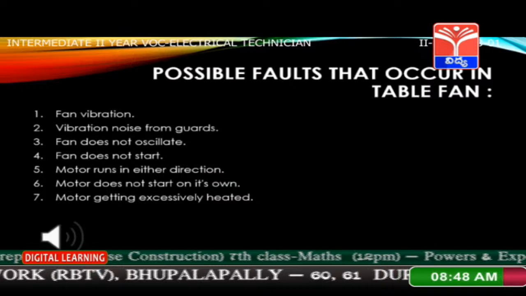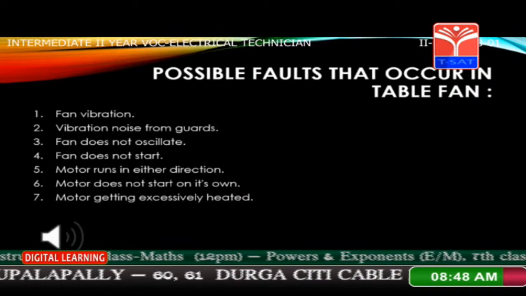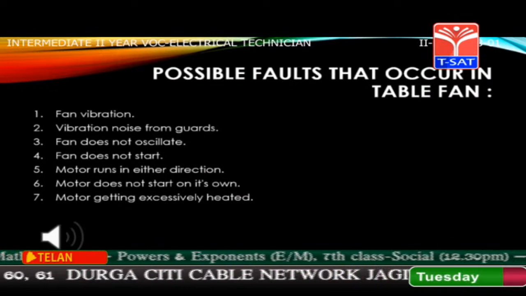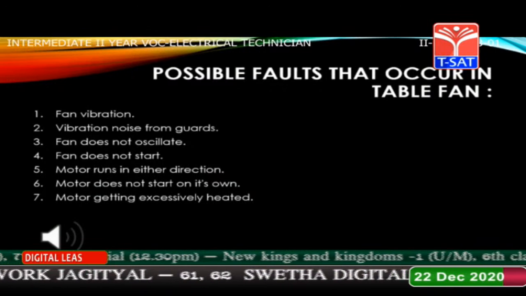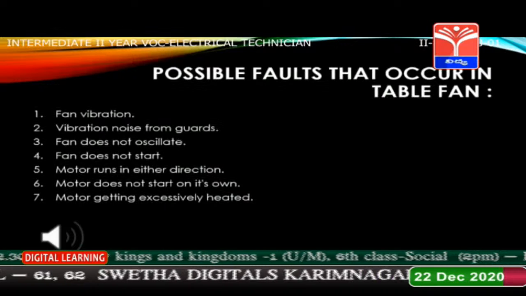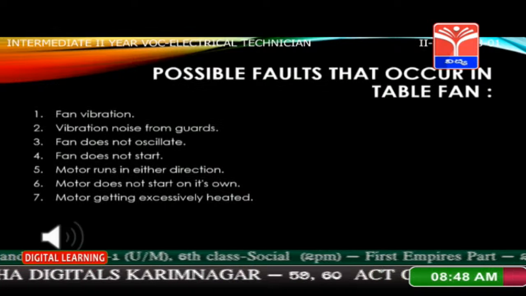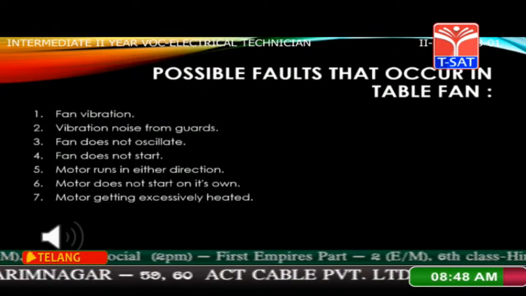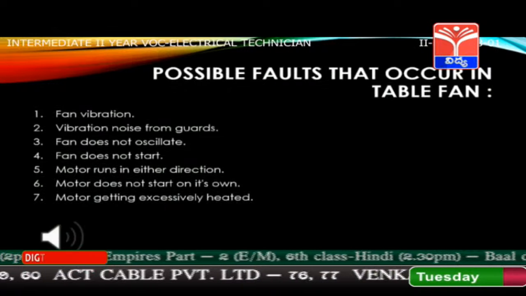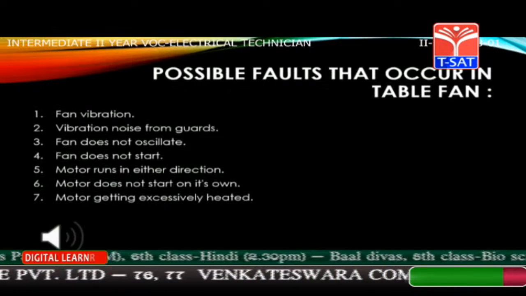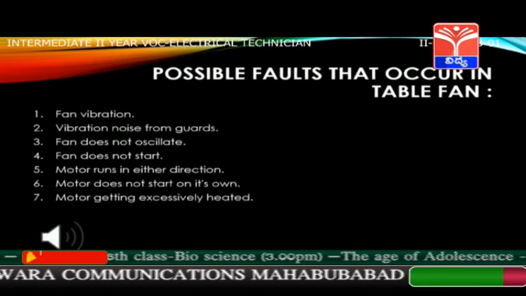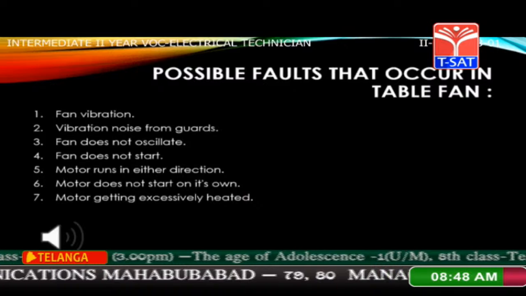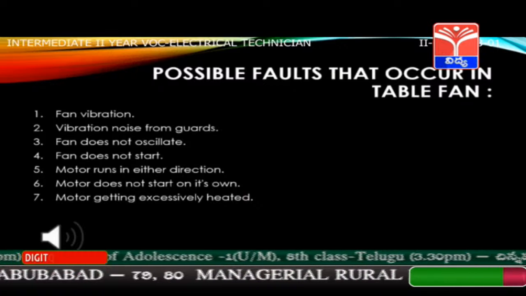Possible faults that occur in a table fan: 1. Fan vibration. 2. Vibration noise from guards. 3. Fan does not oscillate. 4. Fan does not start. 5. Motor runs in either direction. 6. Motor does not start on its own. 7. Motor getting excessively heated.